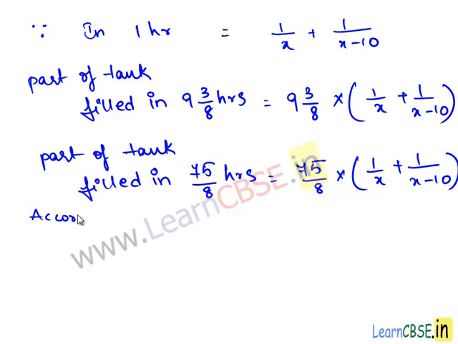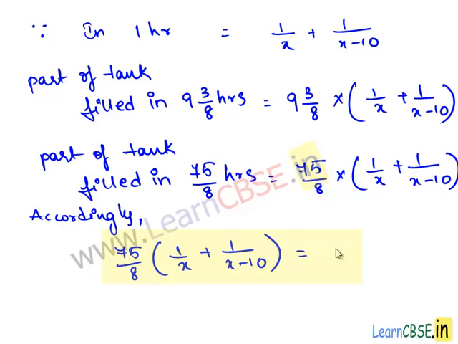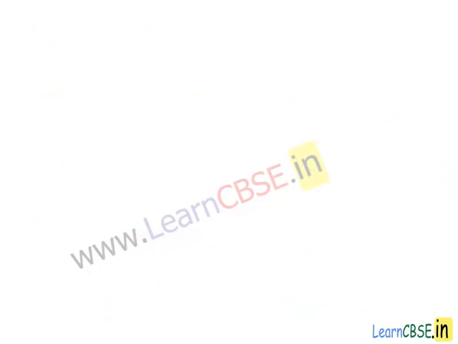So accordingly, the equation that we can frame is 75 by 8 multiplied by 1 by x plus 1 by x minus 10 is equal to the total tank that will be filled in 9 3 by 8 hours, that is 1. So now let us simplify this equation. Let us transpose 75 by 8 into the RHS. So this implies 1 by x plus 1 by x minus 10 is equal to 8 upon 75.